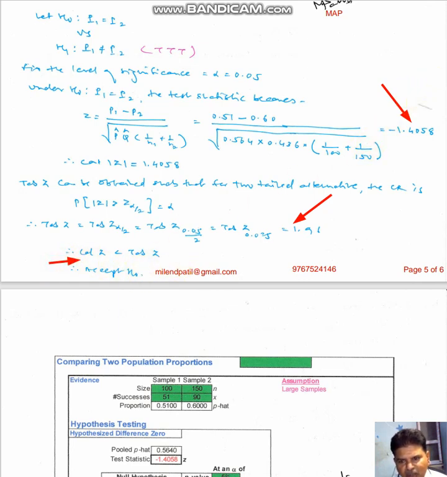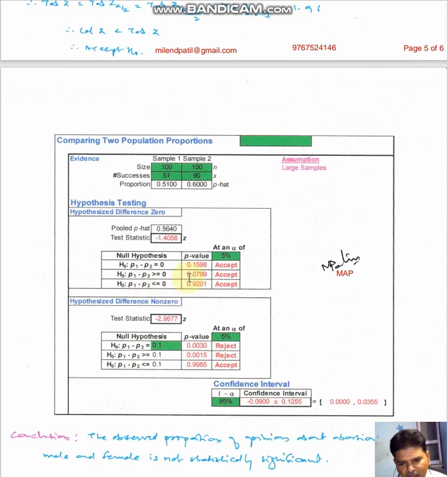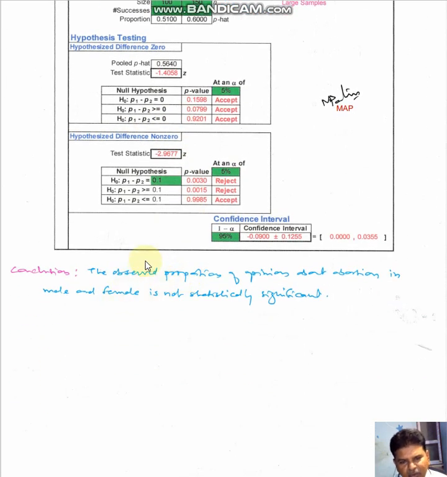Accept H0 means what? Accepting the H0 means we need to write in the conclusion part. See, I have calculated all these values, and I have given this page also to you. What is my conclusion? The final conclusion is the observed proportion of opinion about abortion in male and female is not statistically significant. Means there is no such difference between the opinion about abortion by male and female.